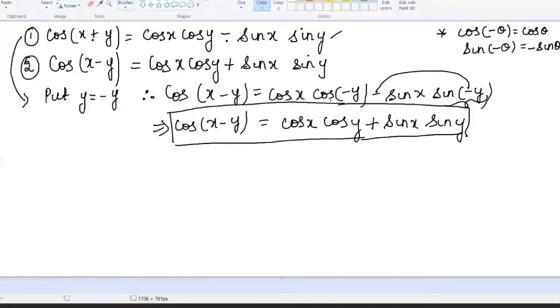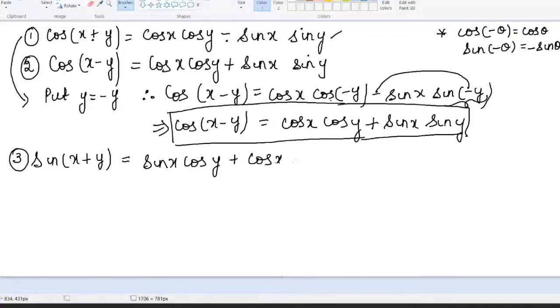So the third one here is sine of x plus y. I have to get this formula, let me see how to get to that. First I will write what the formula is, then I will explain to you how to get the formula. Sine x plus y is sine x cos y plus cos x sin y. You are interchanging now: cos x sin y.